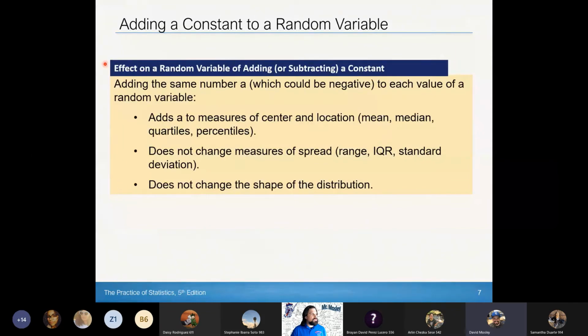So then we come to this conclusion: the effect on a random variable of adding or subtracting a constant, adding the same number, a, which could be negative, to each value of a random variable, adds a to measures of center and location, mean, median, quartiles, and percentiles, but does not change measures of spread, range, IQR, standard deviation. It does not change the shape of the distribution. So again, adding or subtracting changes measures of center and location, has no change on measures of spread, and does not change the shape.